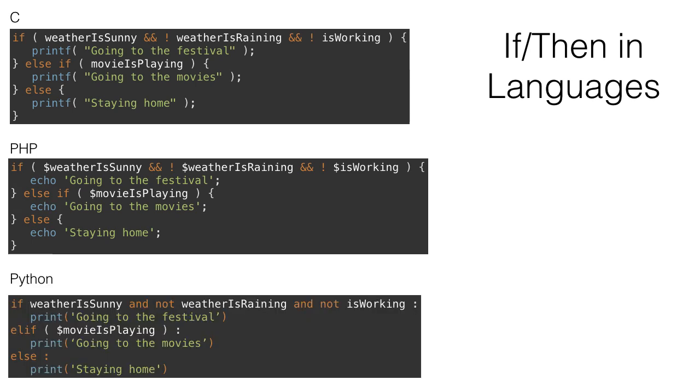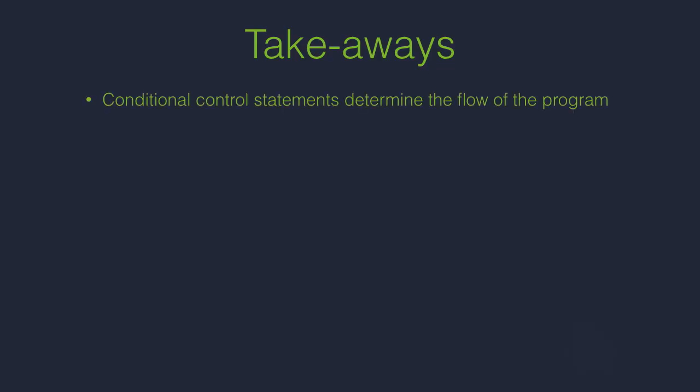How about Python? Here's Python. Notice that we don't have parentheses. We don't have the curly braces. Instead, we have a colon. Notice the else if is different. We're using prints, and the exclamation point is replaced by the actual word not. But however, look at the structure. It's the same, isn't it? Therefore, you can move from C to PHP to Python and know how to be able to code an if, or else statement. So what are the takeaways?